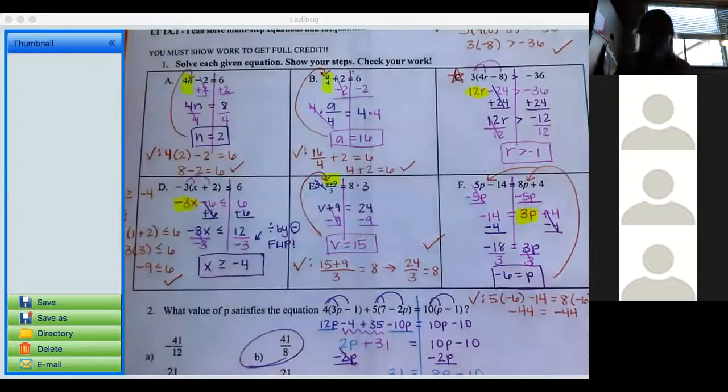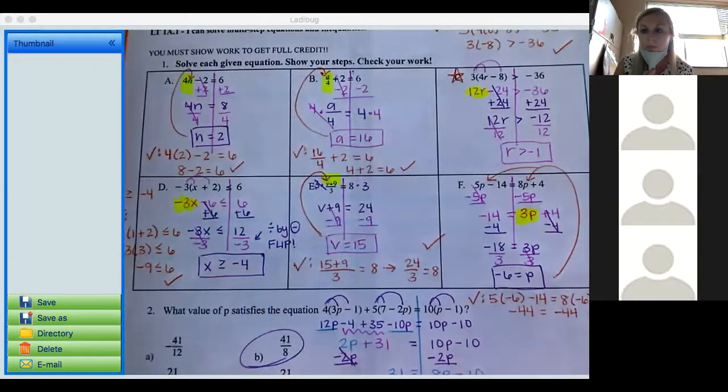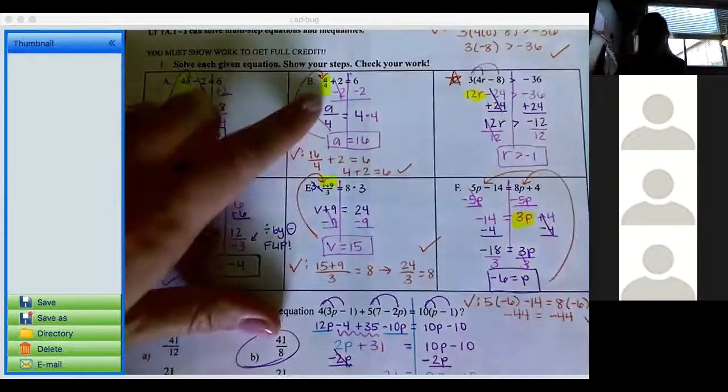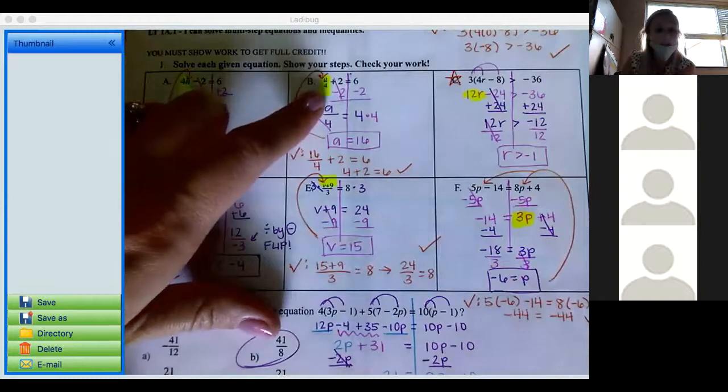Yeah, so can we talk about B real quick, people at home? I'll give you more time to check. I just want everybody to look at B because several of you missed this one. The highlighter shows you what I'm covering.